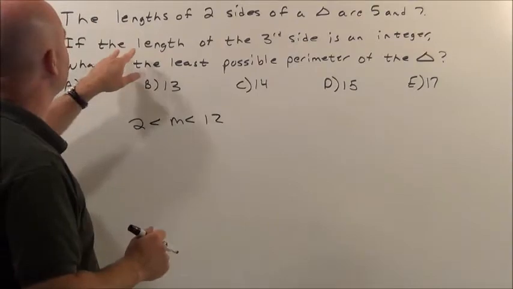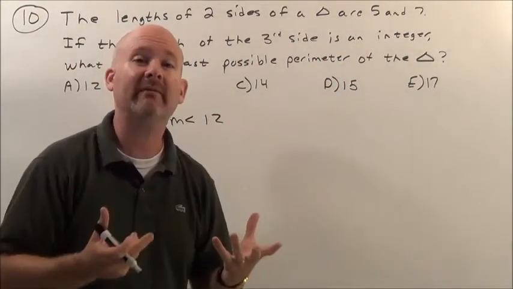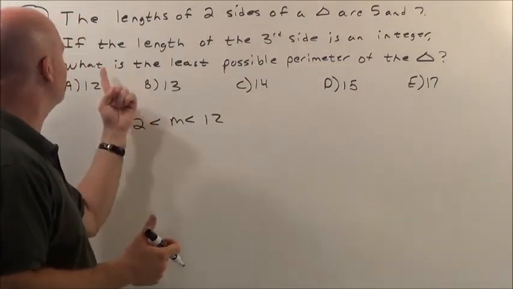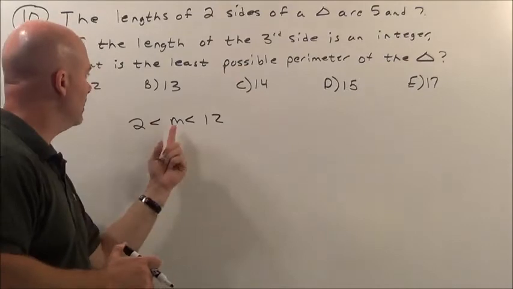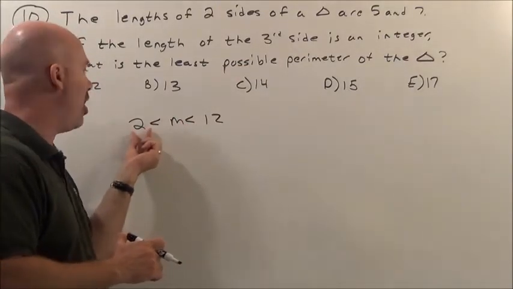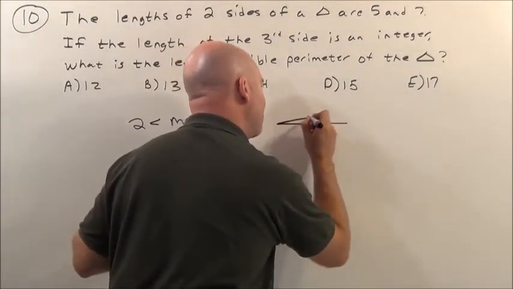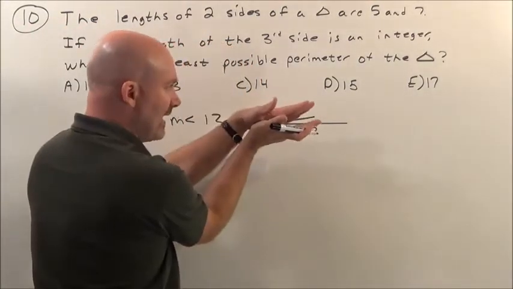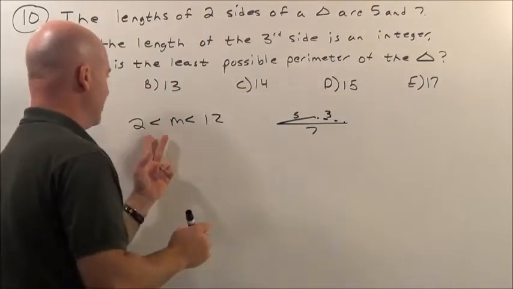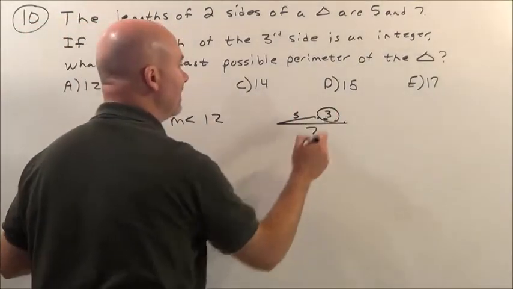Now using that, it says if the length of the third side is an integer, that means it doesn't have any fractional part. Now it can't be 2. It wants to know what's the least possible perimeter. So we don't want a large side, we want a side that's very small. What that would mean is you'd have this side 7, this guy 5. See how the angle's real small? And this third side, maybe be like 3, since we need it to be an integer. So we would have this third side be 3.